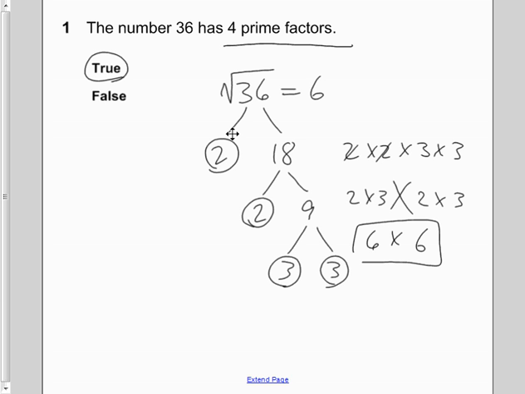So that's just one way to determine A, what the square root of a number is, and B, whether or not the number is indeed a perfect square.